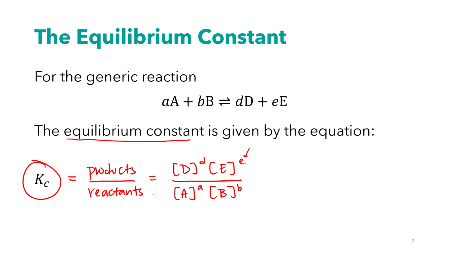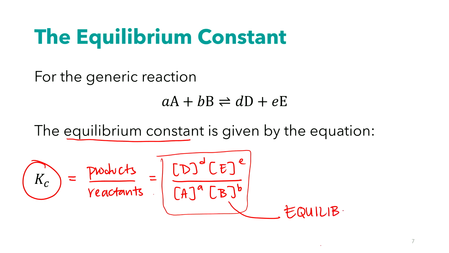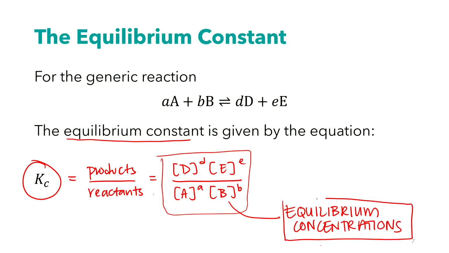And again, what's really important is that you don't pick random concentrations. These must be equilibrium concentrations. So it can't be before, while the reaction is still going. I can't pull random time points. I have to wait until they're constant. That's what's special about it.